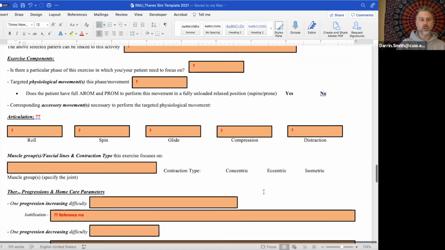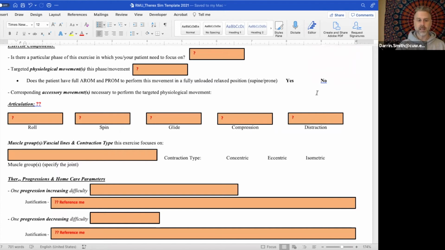When we're moving to corresponding accessory movements, what we want to do is ask ourselves, all right, what's the accessory movement? What is our roll, spin, glide, compression, distraction? What are we looking at? And this is where you need some advanced training. We're looking at the low back, and oh my gosh, when it comes to the SI joints and we're on our feet, we can get pain in that area pretty much as a result of any other area in the body being dysfunctional.